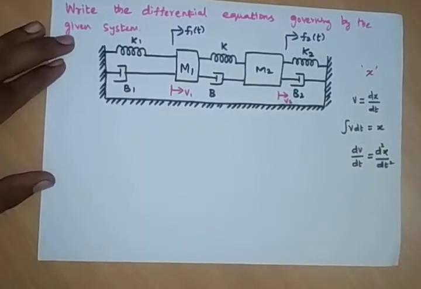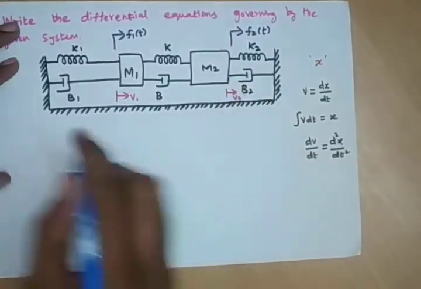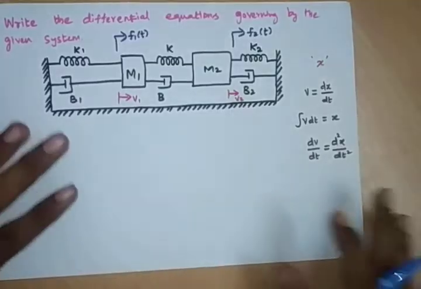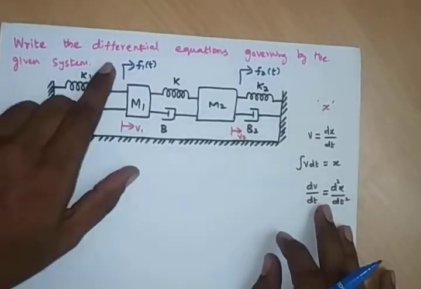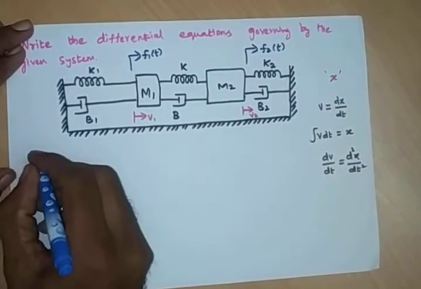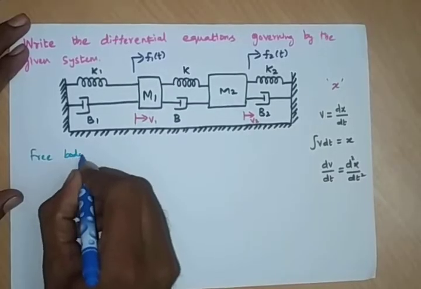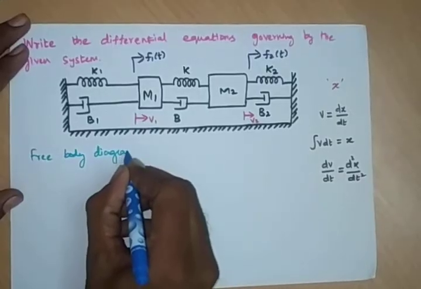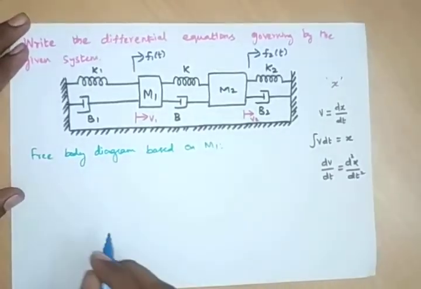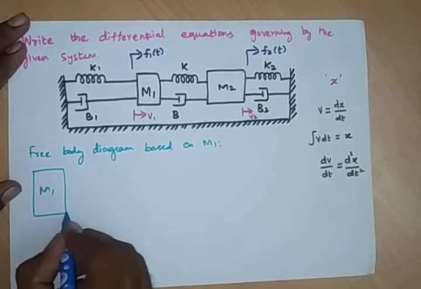There are two nodes, I mean two masses available, so there will be two differential equations. We are not determining a transfer function in this problem, we just need the differential equations. So we need to draw the free body diagram based on mass 1.